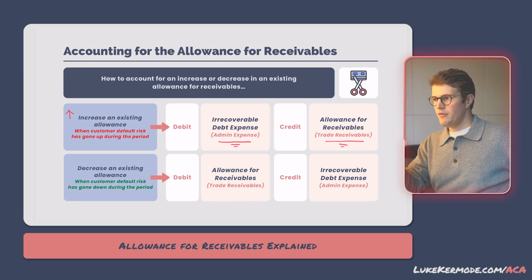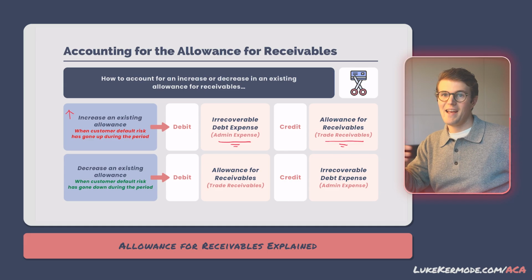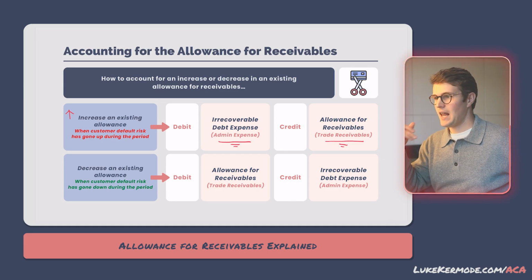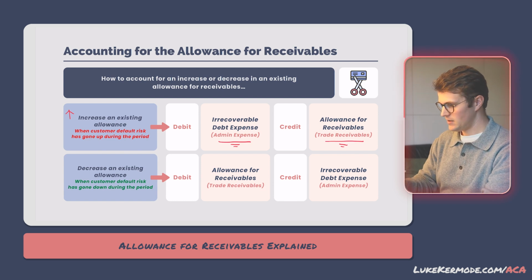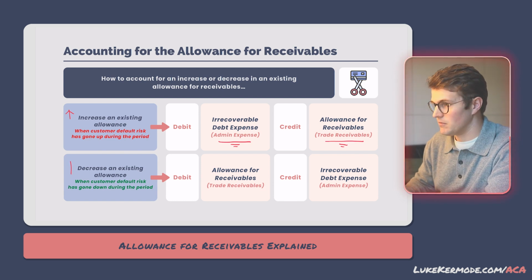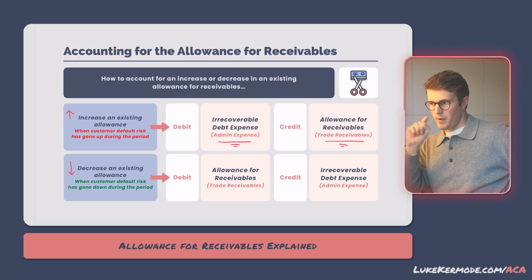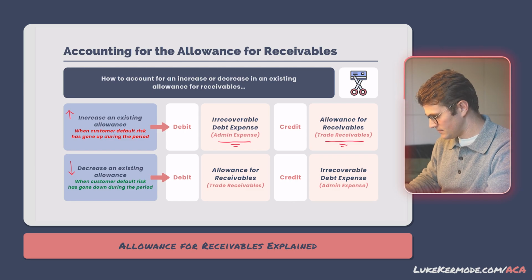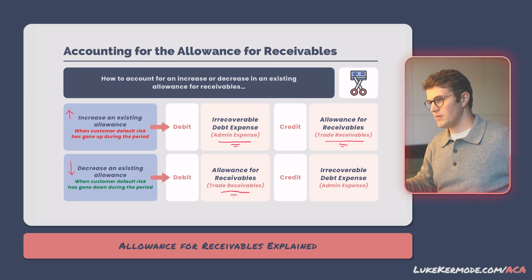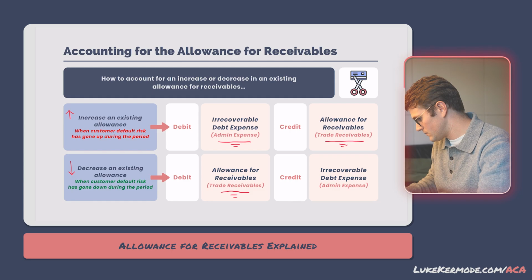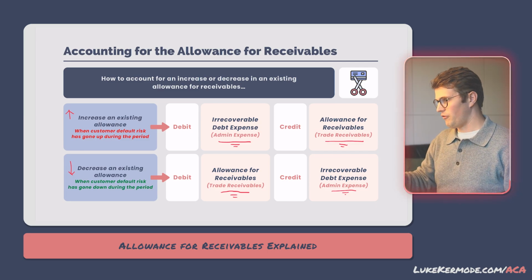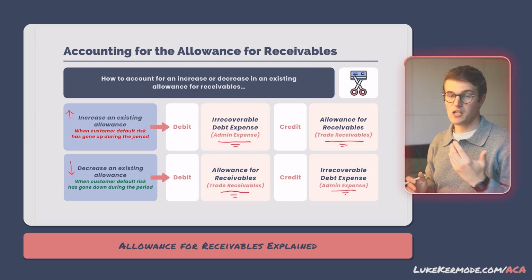But if conditions improve, so maybe customers are paying their debts more reliably, then we need to reduce the allowance for receivables. So how do we record that using journal entries? Well, what we need to do is we reverse the original journal by debiting the allowance and by crediting the irrecoverable debt expense account. So this adjustment ensures that both the income statement and balance sheet reflect the most up-to-date view of customer payment risk.